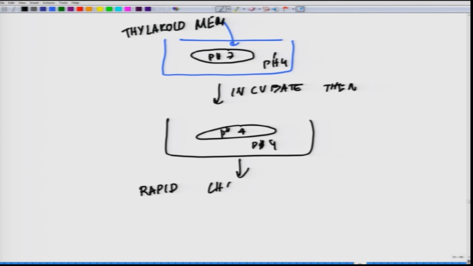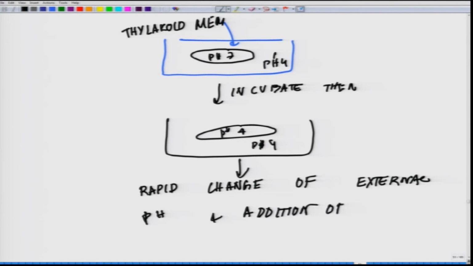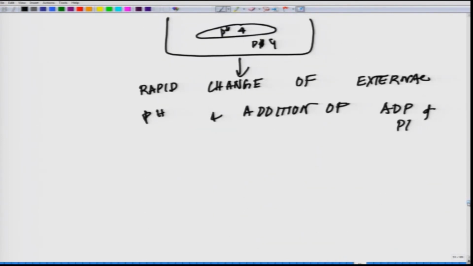rapid change of external pH and addition of ADP and PI, which is the ingredient to make ATP.